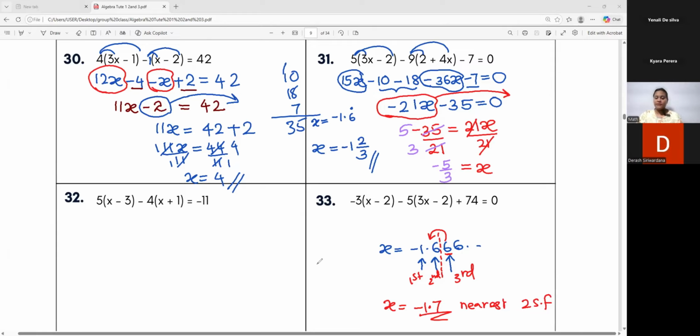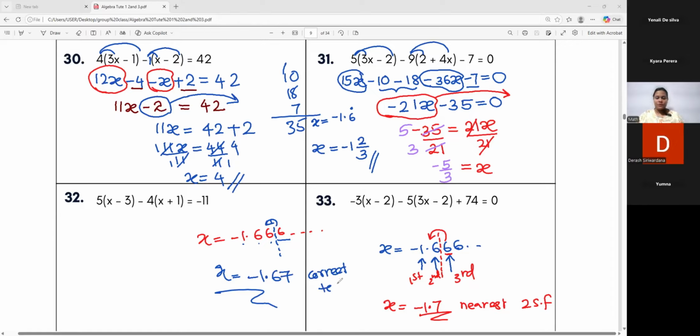If I want to correct it to three significant figures, then separate the number after the third figure. First, second, third. Draw a dotted line, check the next number, same number, it's 6. More than 5, add 1 to the previous number, then it is minus 1.67. This is correct to or nearest to three significant figures. Is it okay now? Yes, miss. Okay.